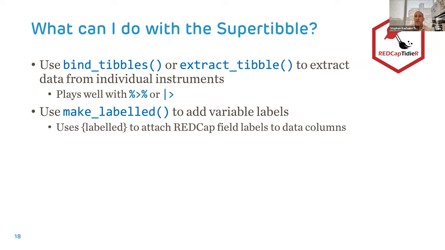You can use make_labelled to add variable labels. We love variable labels. So we use the labelled package to attach the REDCap field labels, which are used as the data entry prompts. And we use them to now turn them into descriptions, variable labels of the data columns.